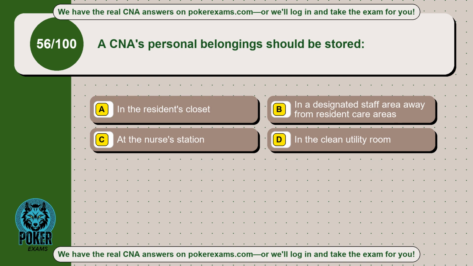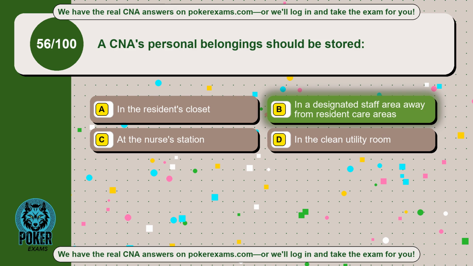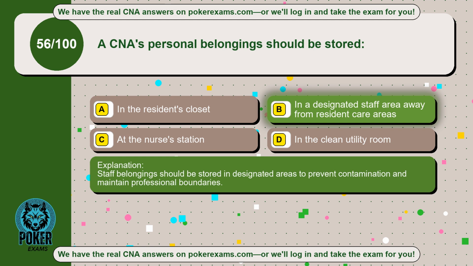Question 56. A CNA's personal belongings should be stored: Option A, in the resident's closet. Option B, in a designated staff area away from resident care areas. Option C, at the nurse's station. Option D, in the clean utility room. The correct answer is option B. In a designated staff area away from resident care areas. Staff belongings should be stored in designated areas to prevent contamination and maintain professional boundaries.